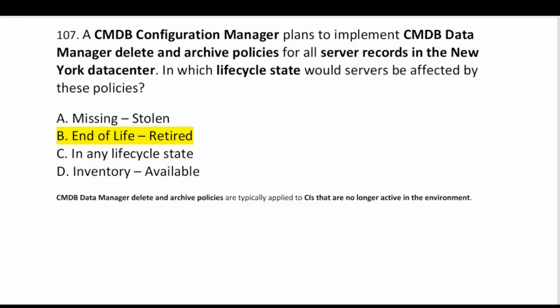Option A, missing or stolen. Option B, end of life, that is retired. Option C, in any lifecycle state. Option D, inventory, that is available. Correct answer is option B.